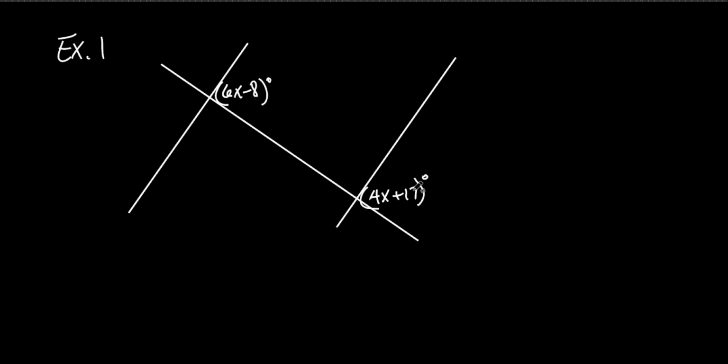You got it? All right. So what do we do? Set them equal to each other. Exactly right. Okay. So 6x minus 8 equals 4x plus 17. So once we solve for x, if you put x in for this and that same value for this, it's going to make these two angles equal to each other. If those two angles are equal to each other, then the lines are parallel.